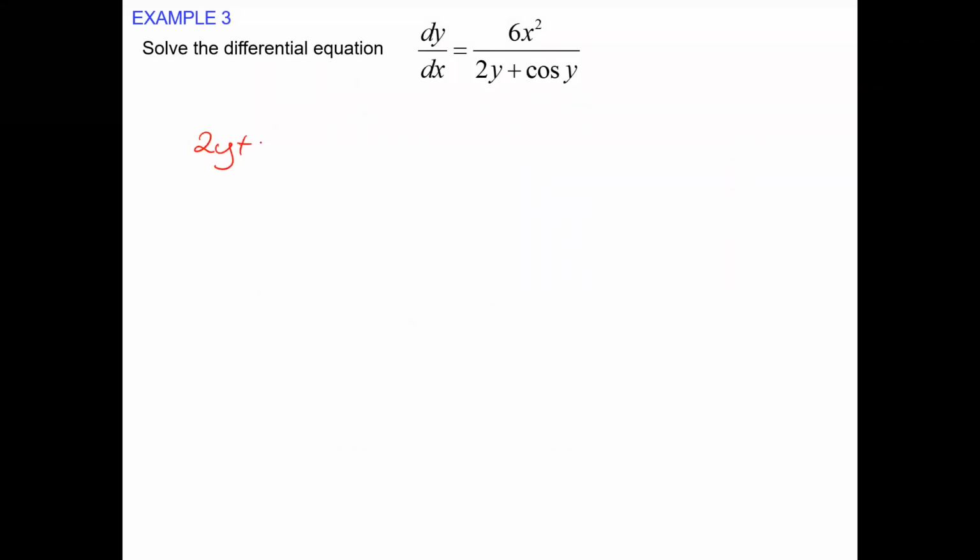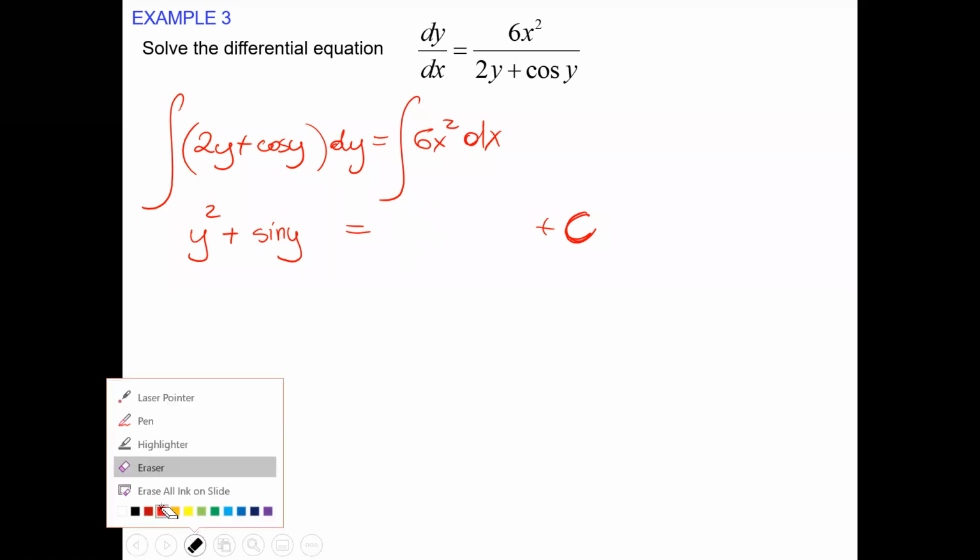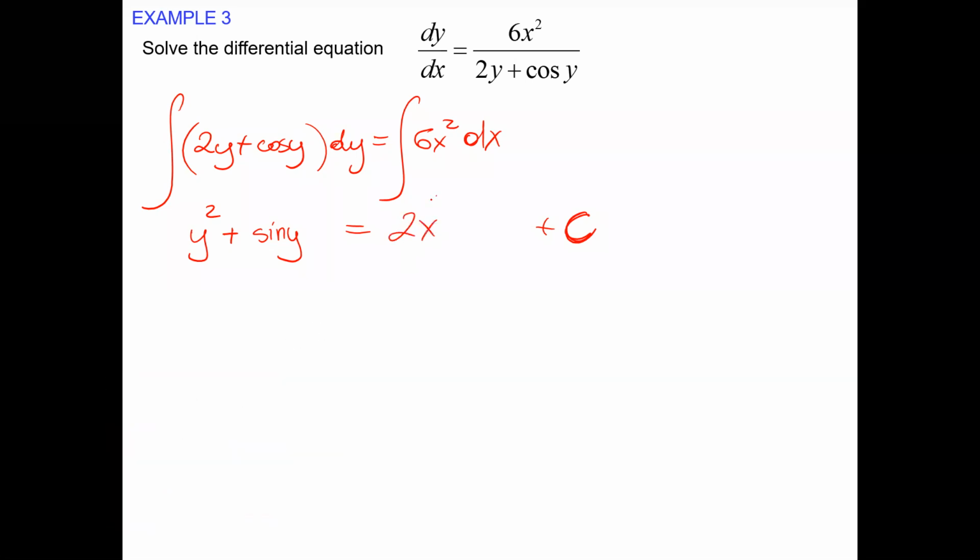Multiplying by 2y plus cosine y, keeping dy, keep 6x squared and move dx on this side. We can integrate. Integral of 2y dy is y squared. Integral of cosine y dy is just sine y. And I will add the one constant on the right-hand side. Integral of 6x squared is basically 3x cubed. No, 2x cubed. Okay, and we have a constant.